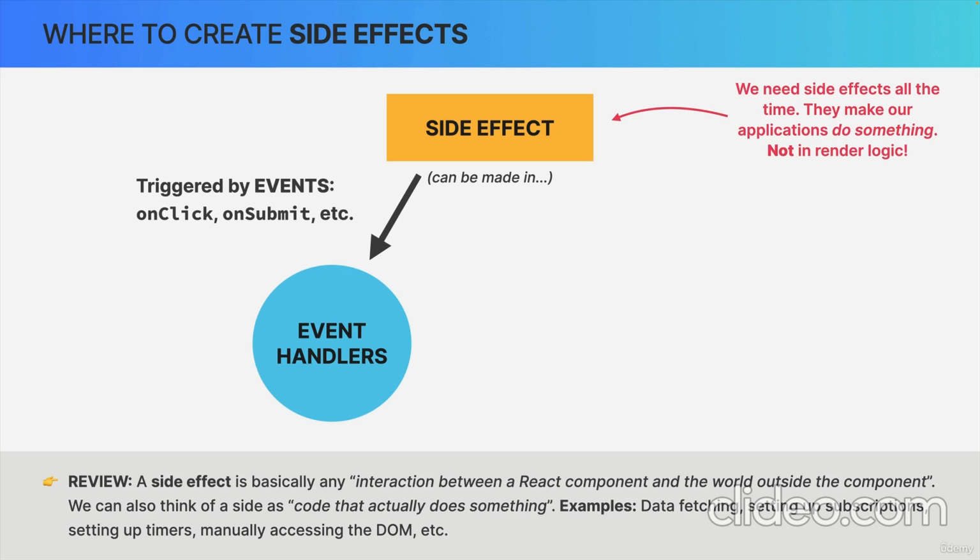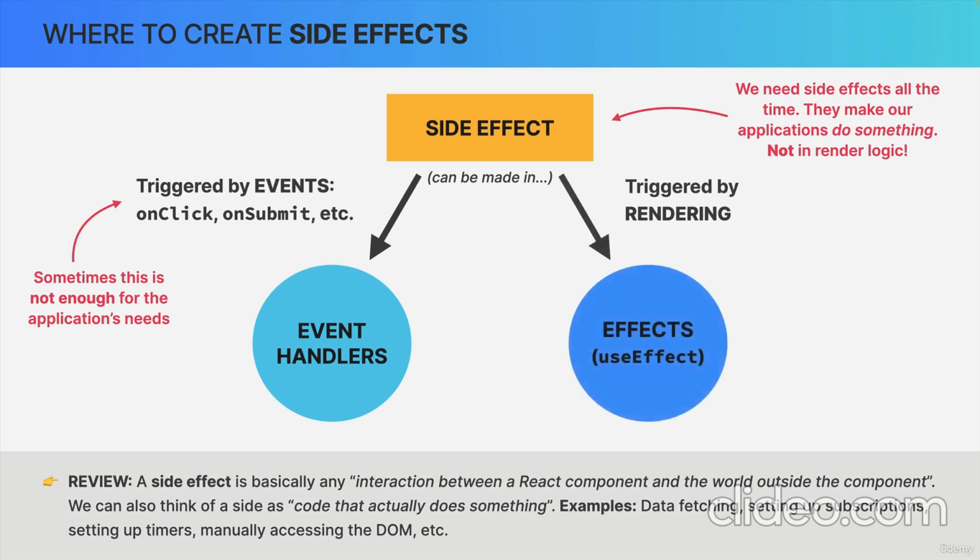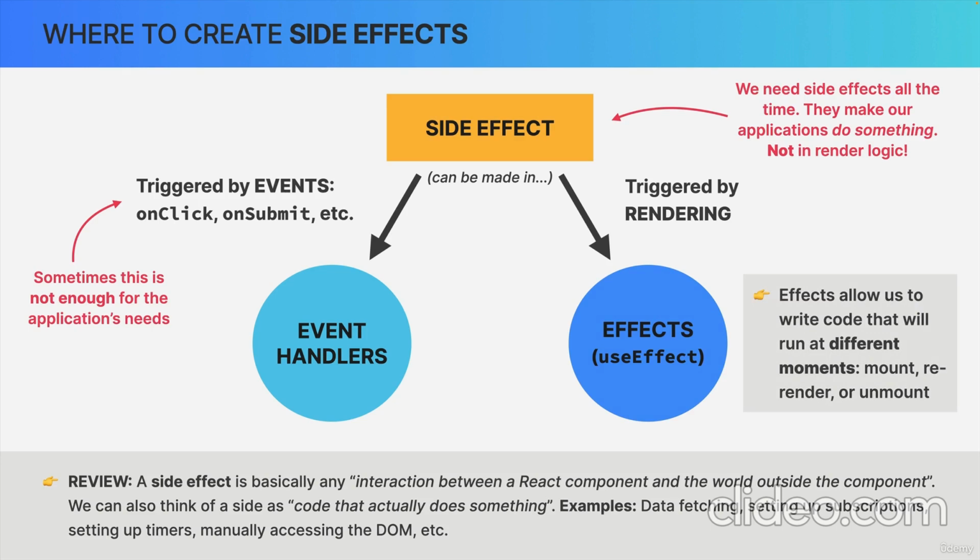However, simply reacting to events is sometimes not enough for what an application needs. Instead, in some situations, we need to write some code that will be executed automatically as the component renders. And so this is when we can create a so-called effect by using the useEffect hook. So by creating an effect, we can basically write code that will run at different moments of a component instance lifecycle. So when the component mounts, when it re-renders, or even when it unmounts. And this is really great because it opens up a whole new door of possibilities.